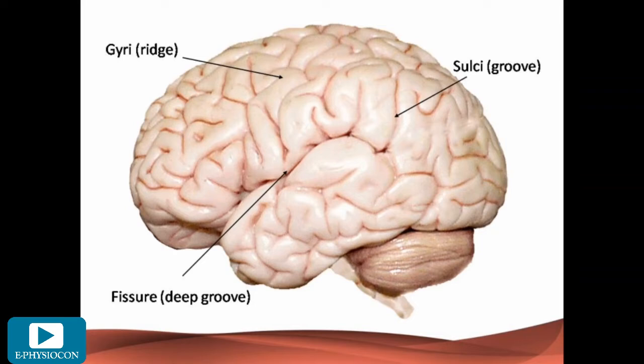Here you can see the structure of the brain. I marked here the ridge part is the gyri, the groove part is the sulci, and the deep groove is the fissure, or we can say the sulcus.